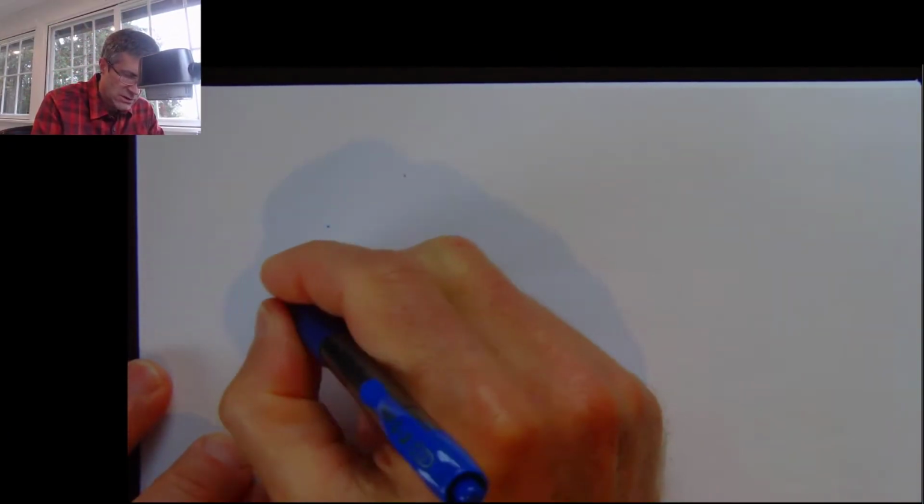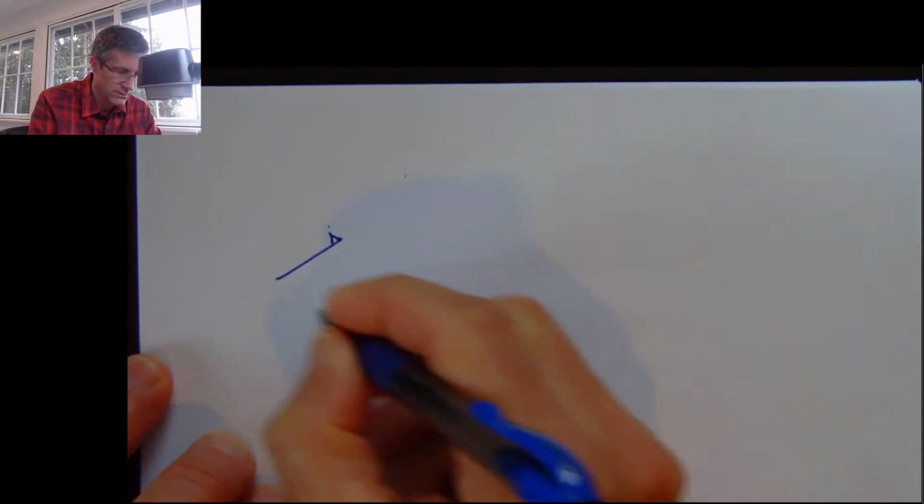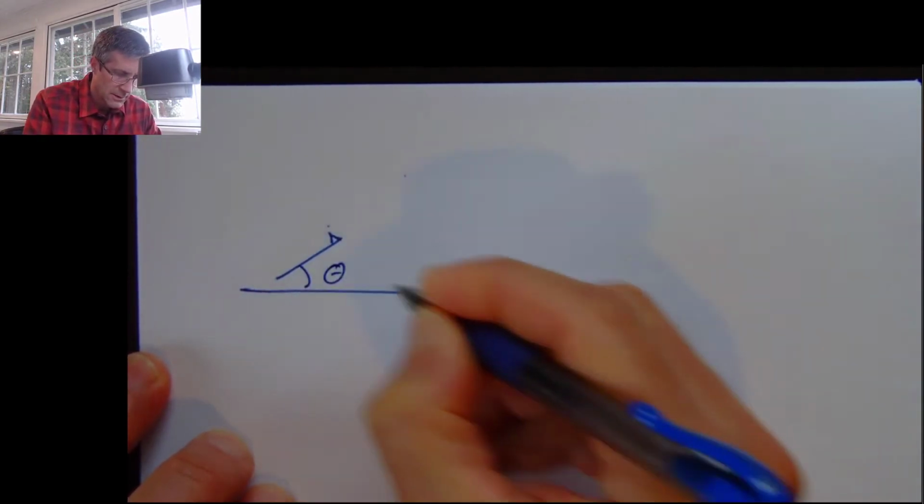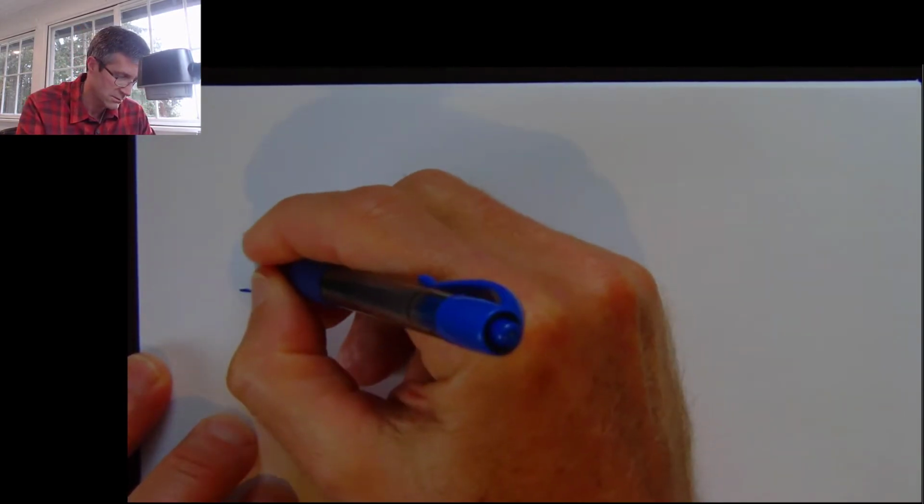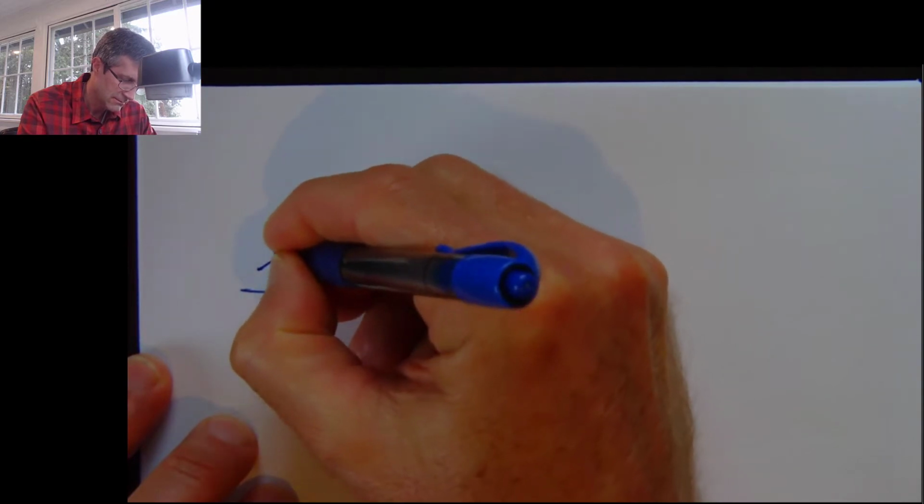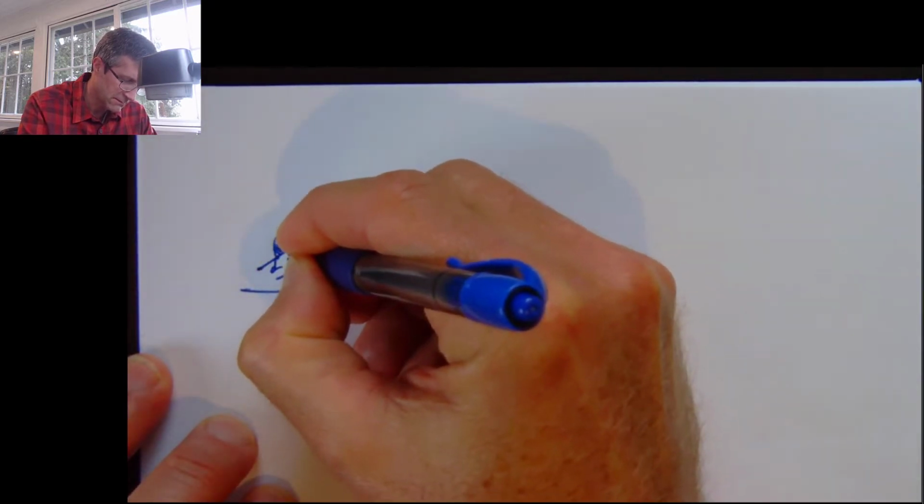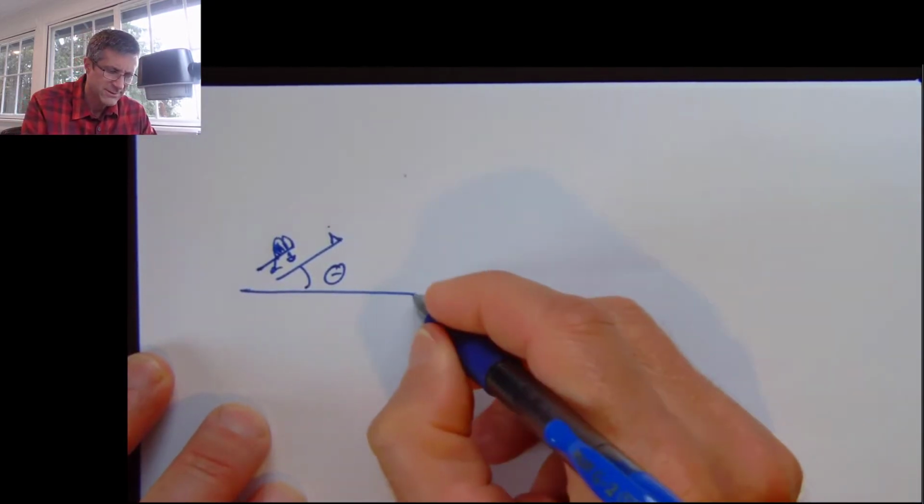Okay, physics and projectiles. I want to walk you through one last problem that is a little bit trickier. So here we go. Again, I'm going to take something and project it at an angle. And the thing we like to project, well, our favorite projectile. There it is. So it's going to go at an angle.